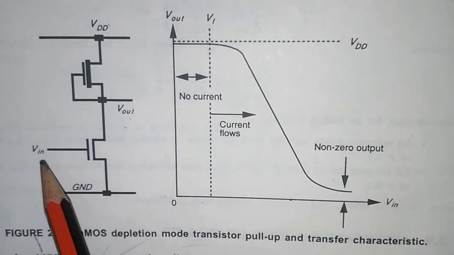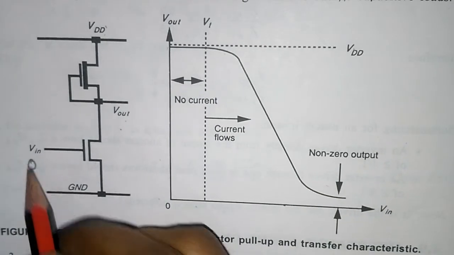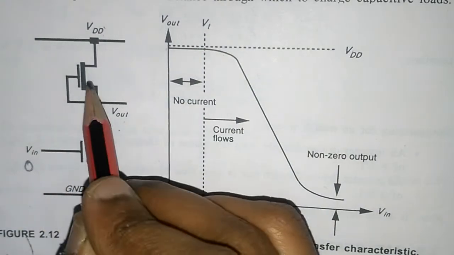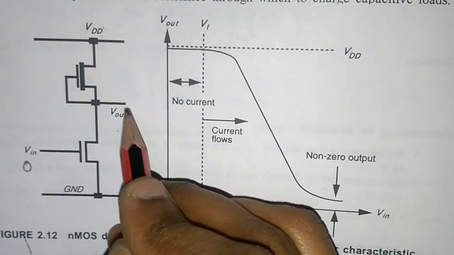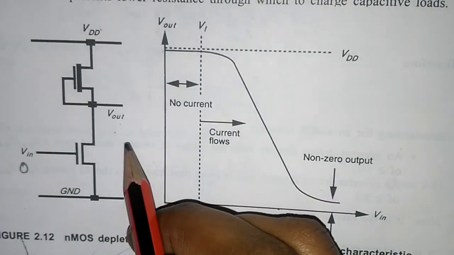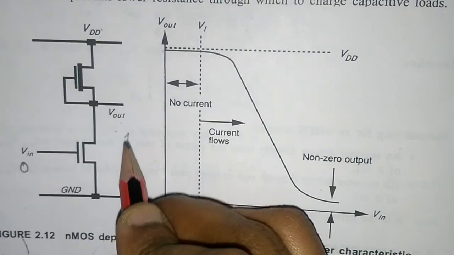Okay. Now when Vin goes to logic 0, what happens? We know that the pull down is off and the pull up is on. So current flows from here into the load resistance. So that's how you get the output to be at logical high.